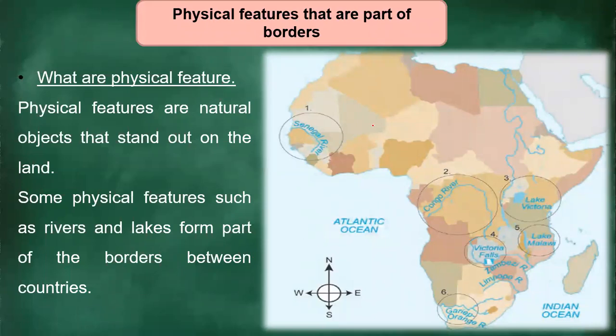As you can see here, the Congo River forms a border. And then we also have Lake Victoria. It also forms part of a border. So all these rivers and lakes that are shown on this map form part of the borders of Africa. Cool.